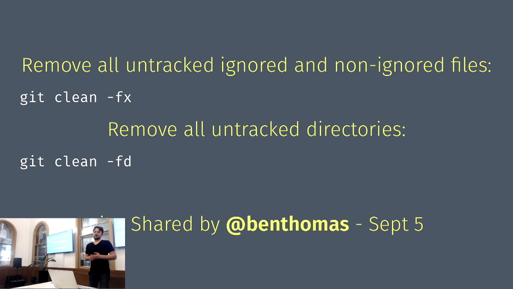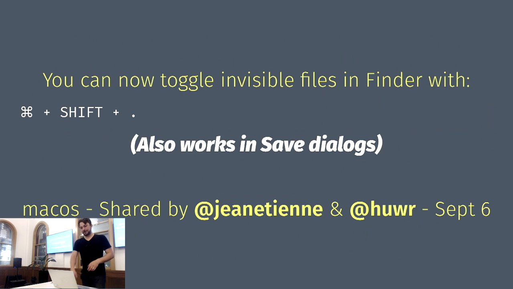A bit of Git TIL: removing all untracked and non-ignored files from your working tree, git clean -fx, and then removing all the untracked directories, git clean -fd. I think over the years I do git clean -xfd, so I do them all at once. It kind of just blows away everything that's not part of the repo, hidden files that aren't ignored and everything. That was by Ben.